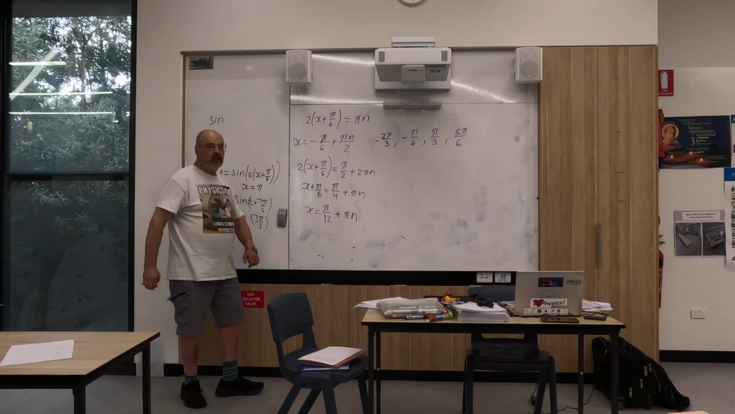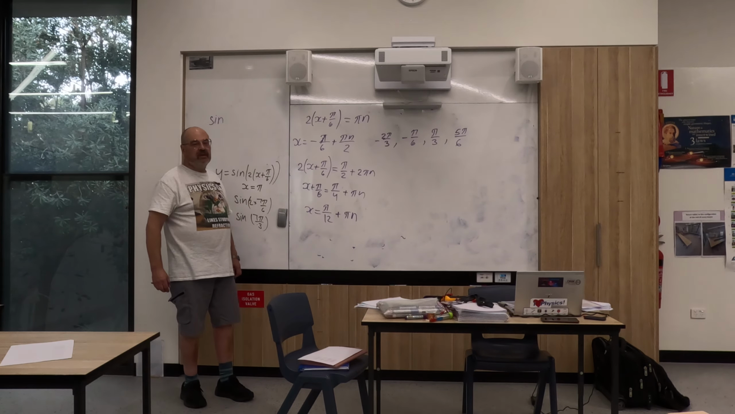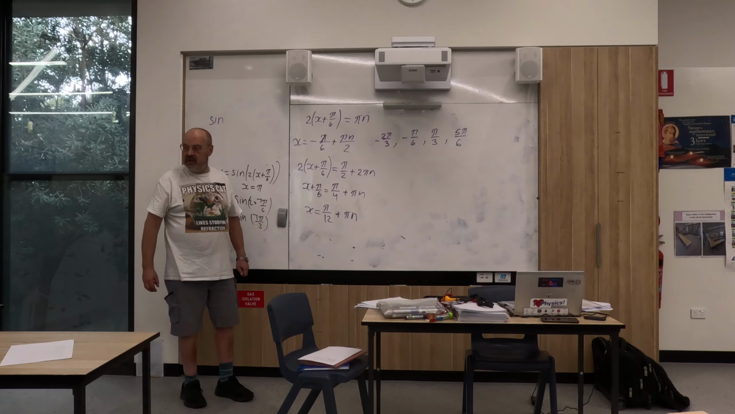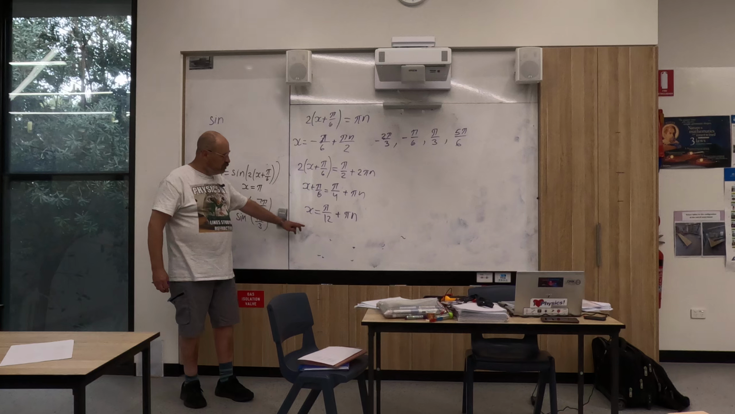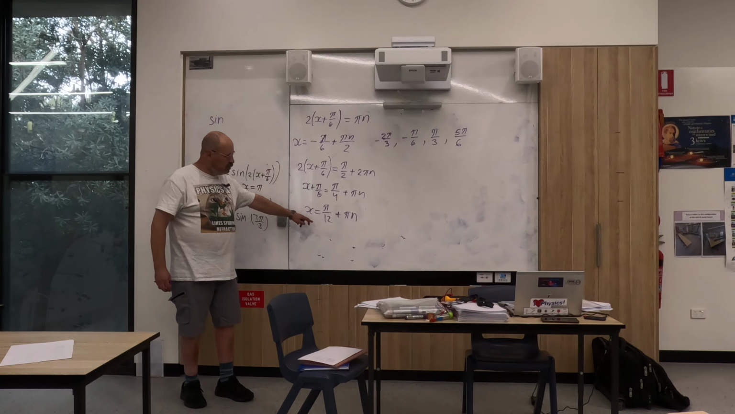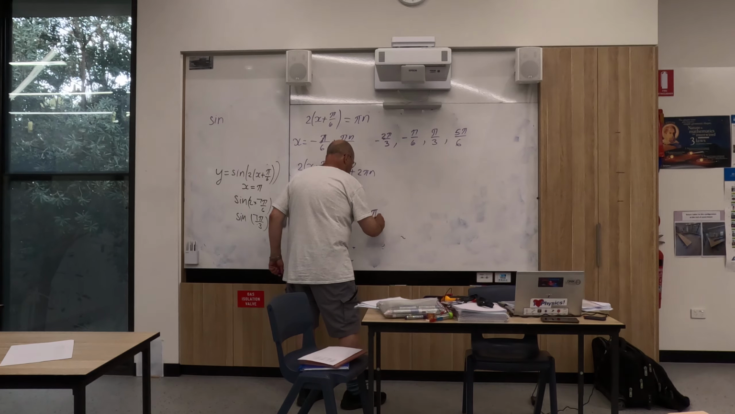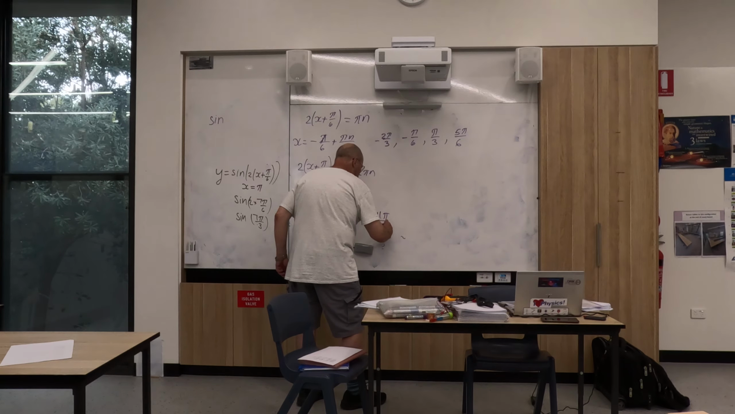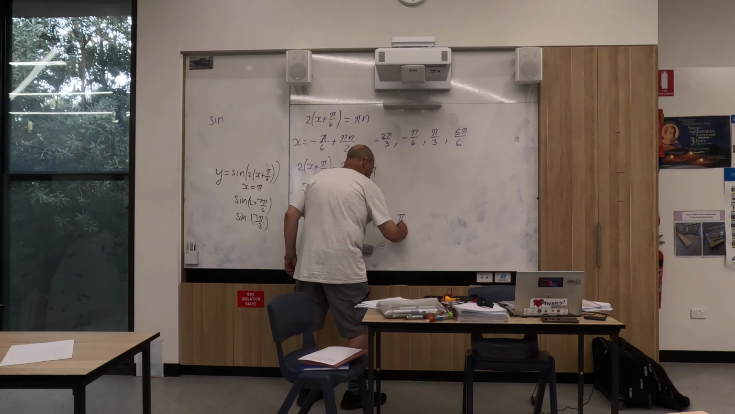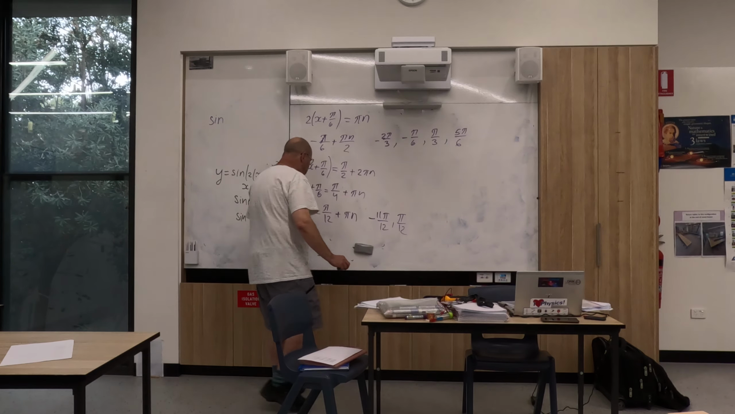So what will be the solutions in the given interval? Negative 11 pi on 12 and pi on 12. So we have pi on 12, and we have negative 11 pi on 12. So we have two maximums.